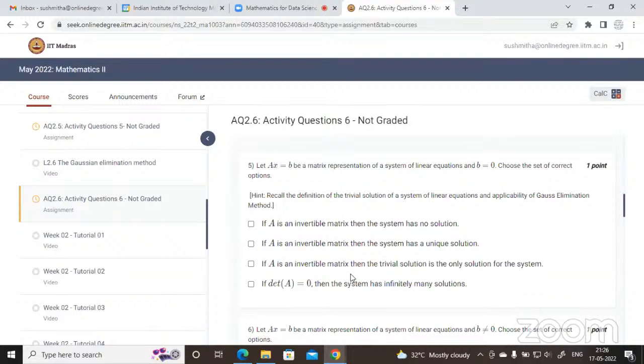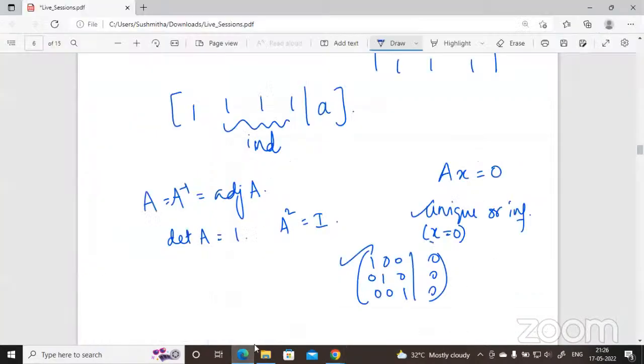But the third is also true, right? Yes, true, but I could not understand what is the meaning of this. The trivial solution means the zero solution. If it has a unique solution, you already know what the solution is, right? Yes, ma'am. The zero solution.